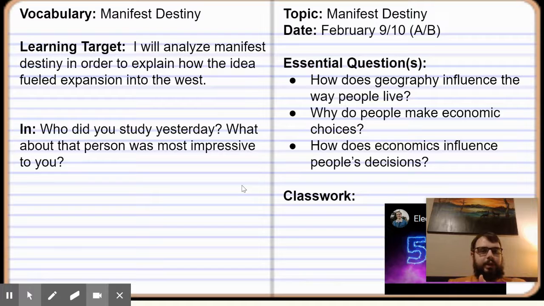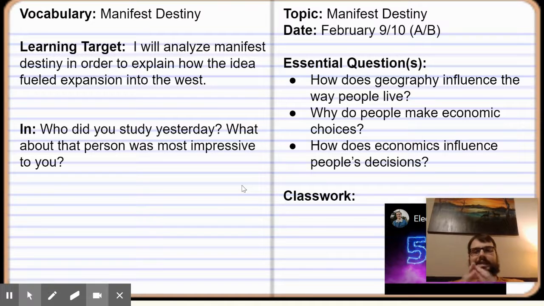Your vocabulary today is obviously manifest destiny. Your learning target: we're going to analyze manifest destiny in order to explain how the idea fueled expansion into the West. For our in today, who did you study yesterday for the Black History Month project you did? What about that person was most impressive or intriguing to you?